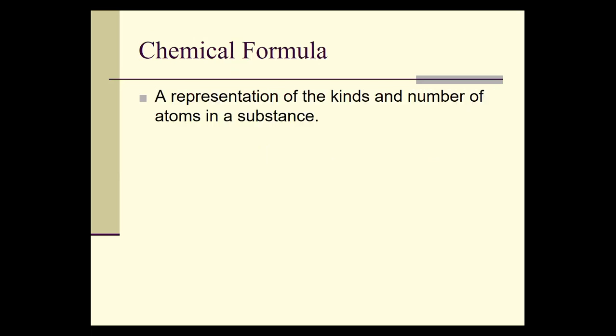All right. Now, sometimes we're going to need to record these with a chemical formula. So let's talk quickly about what a chemical formula is. A chemical formula represents the kinds and number of atoms in a substance. You guys have already dealt with chemical formulas. You don't even know it. What's the chemical formula for water? H2O. Bingo, look at that. You know chemical formulas.